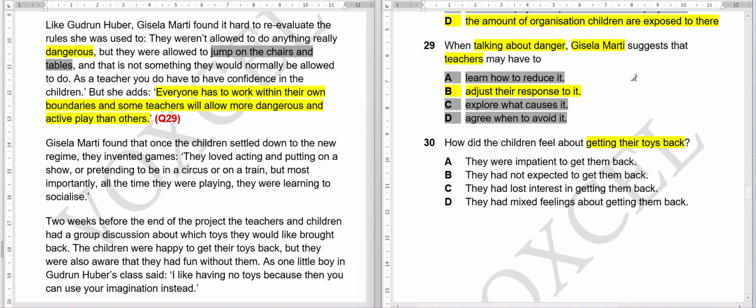Clear? 30th, getting the toys back. There is no mention of that, so we do not need to read the options just yet. Clear? Now, there is mention of Gisela Marti.